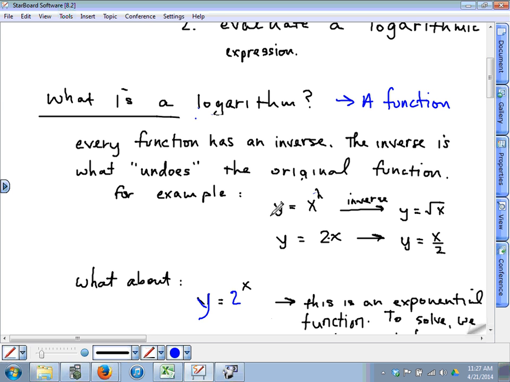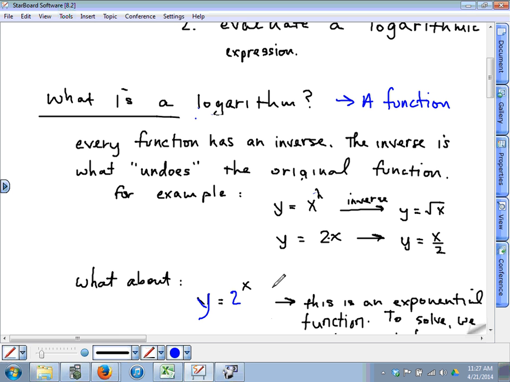So just take a minute, list a couple of those inverse functions that we already talked about. X squared or square root of x. 2x or x divided by 2, those are all inverses. Would this one be 2 square root? That's what we need to talk about.